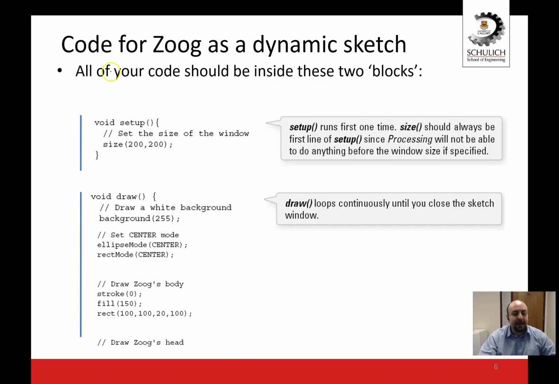So here is an example. If you've gone through the tutorial on the Processing website for the Zoog, the alien that you draw, this is an example of how you could divide that in setup and draw. This is a little bit advanced, so come back to this slide after we are done talking and study it on your own.